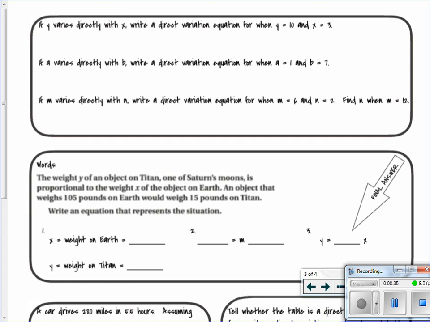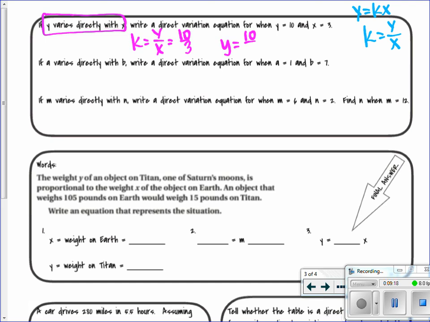Okay, so on the next page, we're still using those two, y equals kx, or if we're just trying to get the k value, k equals y over x. So on the first one, if y varies directly with x, see, it's that phrase that popped up again? It is always going to be that y varies directly with x. Write a direct variation equation for when y equals 10 and x equals 3. So to write the equation, we just need the k value. k is y over x. So what would that fraction be? 10 over 3. So our equation, y equals 10/3 x.